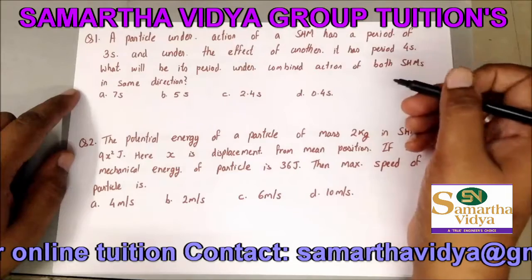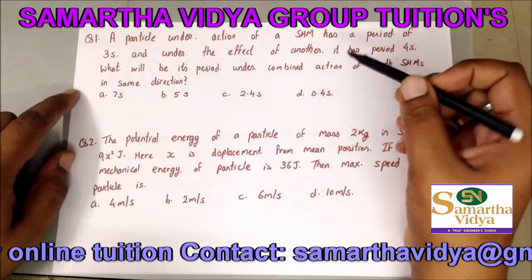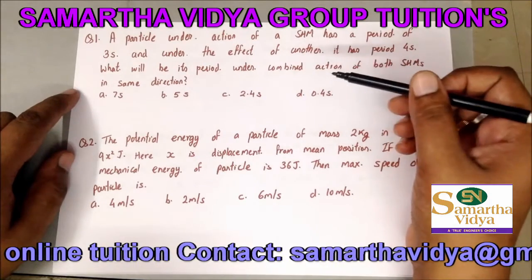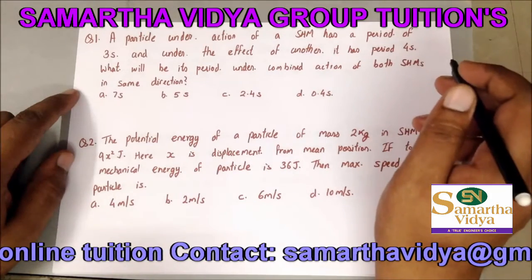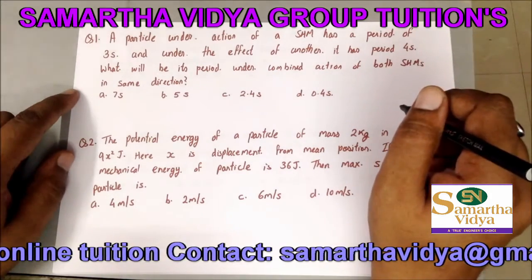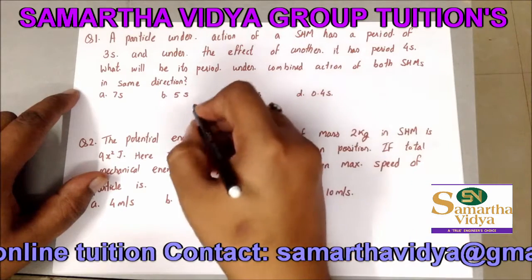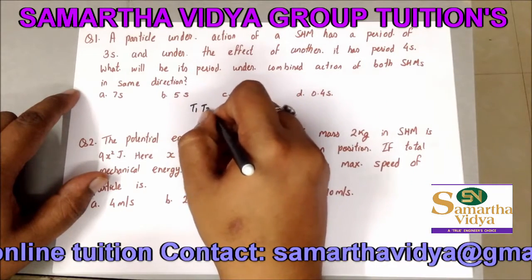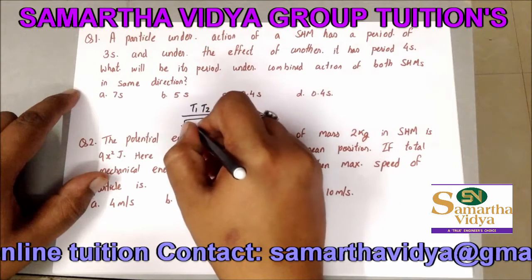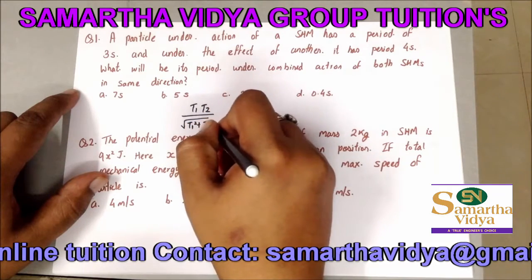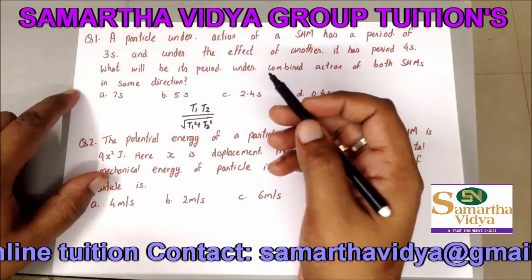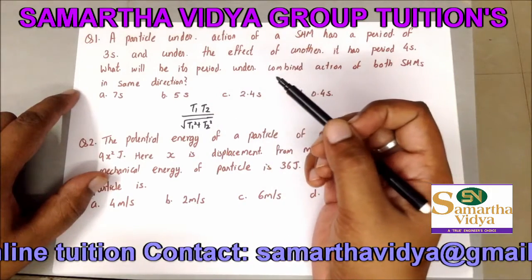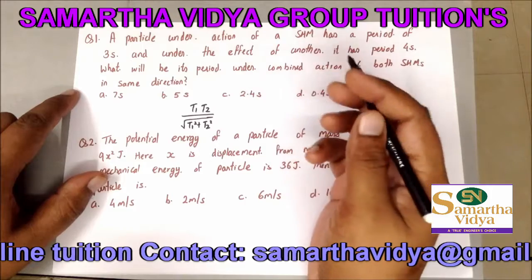This particular question is talking about two SHMs which have two different time periods, and we need to find the combination of these two SHMs if they are going in the same direction. There is a simple formula for this which you can remember. It's T1 into T2 upon root of T1 square plus T2 square, where T1 and T2 are the time periods of the two different SHMs.